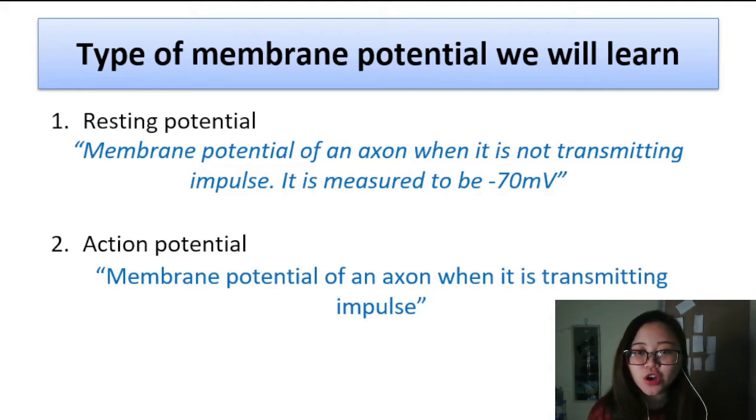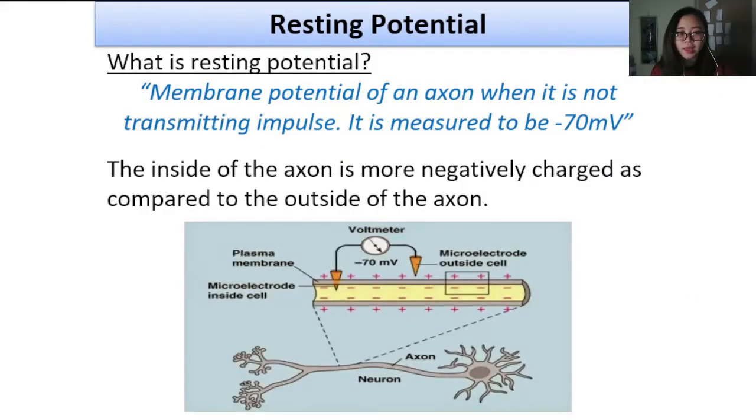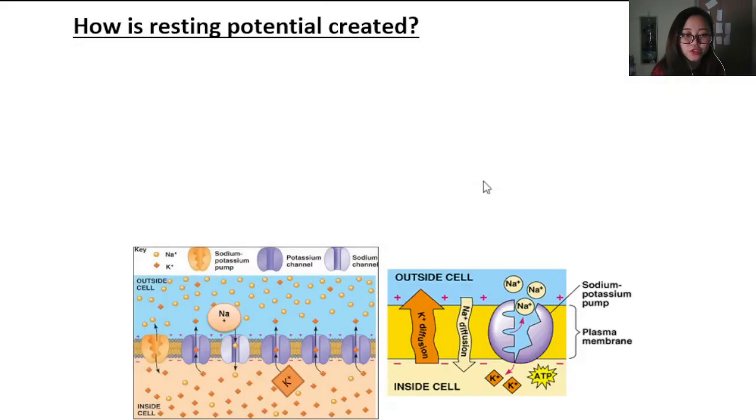Now that you know what is a membrane potential and the three types of transmembrane proteins that are involved, let's talk about the types of membrane potential that we will learn. The first is resting potential and the second is action potential. Let's look at them one by one. Let's begin with resting potential. So what is resting potential? It is the membrane potential of an axon when it is not transmitting any impulse, and it's measured to be negative 70 millivolts. The inside of the axon is more negatively charged as compared to the outside of the axon.